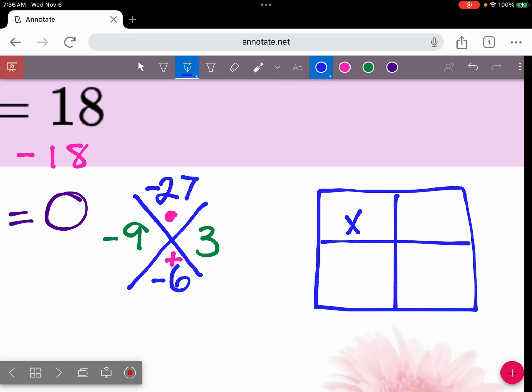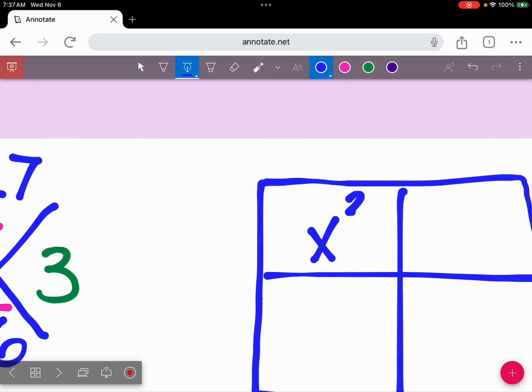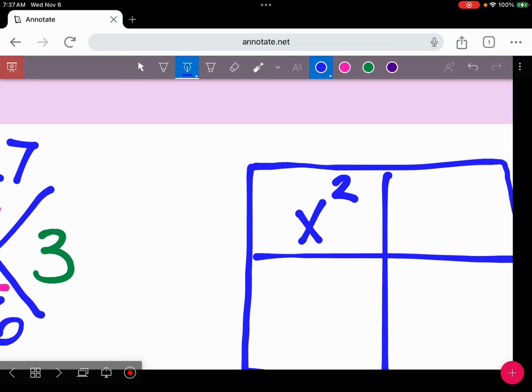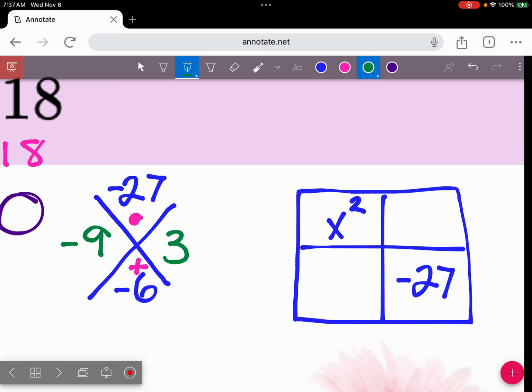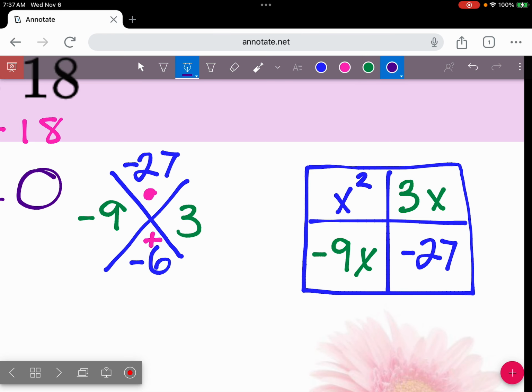We're looking for these guys on the outside. These are the pieces we want. No, it's okay. The questions are important. That's what we want. So our x squared goes in the top left, our minus 27 in the bottom right. Those two numbers we picked get the middle term. So I'm going to have a 3x and a minus 9x. So what factors do we get when we pull out columns and rows?